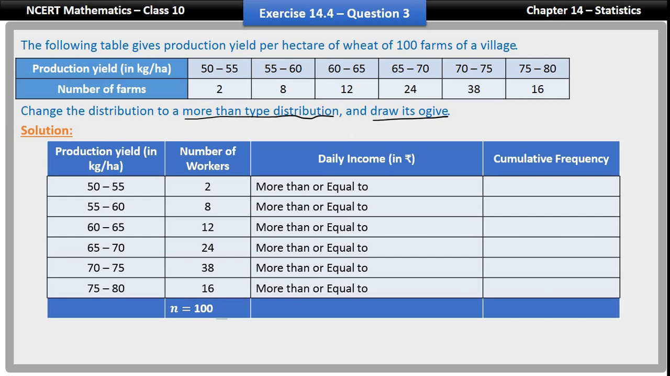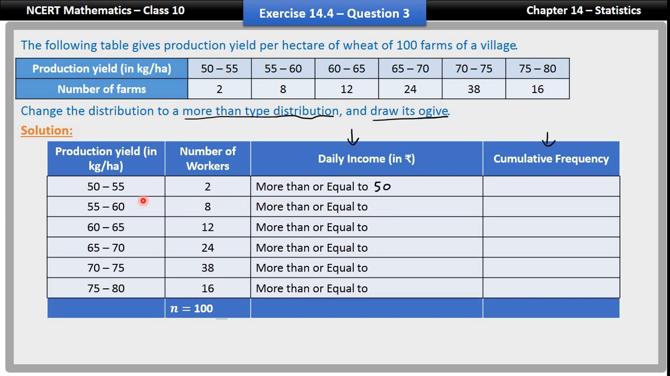So in more than type distribution, you need to insert two extra columns. One, here you should write more than or equal to the lower limit of this class. So in less than type, you had to write the upper limit. In more than or equal to type, you need to write the lower limit. So in this class, the lower limit is 50.